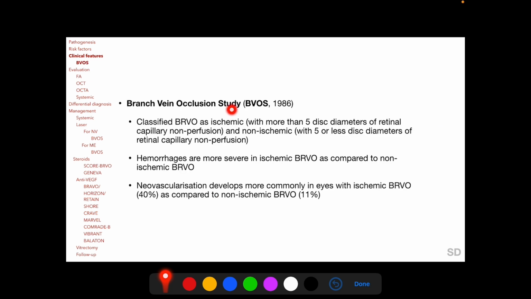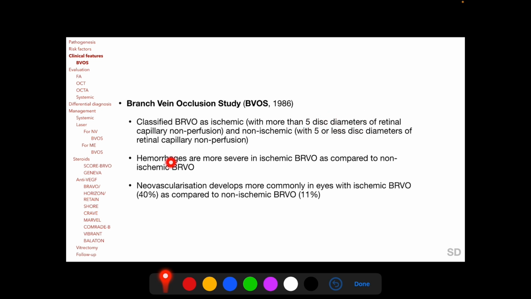The Branch Vein Occlusion Study, or BVOS, classified BRVO as ischemic or non-ischemic, with ischemic BRVO being defined as presence of more than 5 disc diameters of retinal capillary non-perfusion. This is in contrast to the definition of ischemic CRVO by CVOS, which is defined as presence of more than 10 disc areas of retinal capillary non-perfusion.